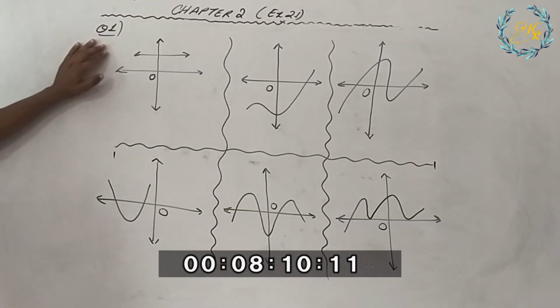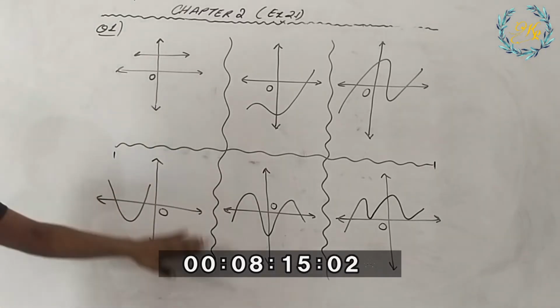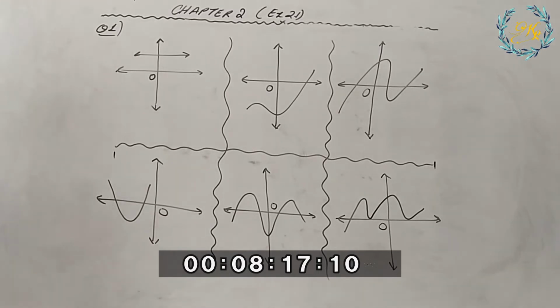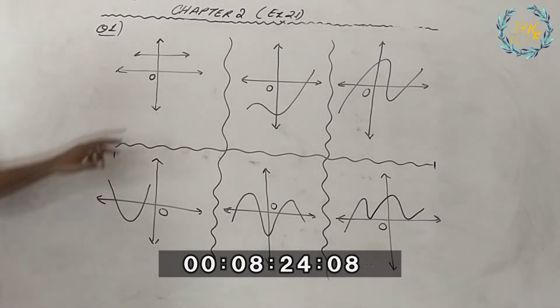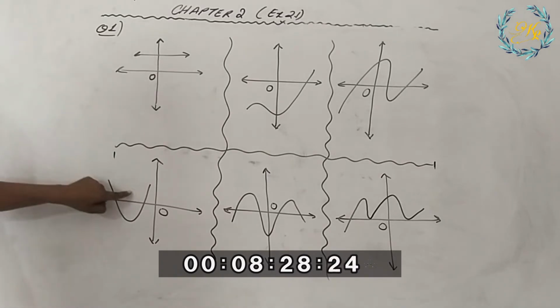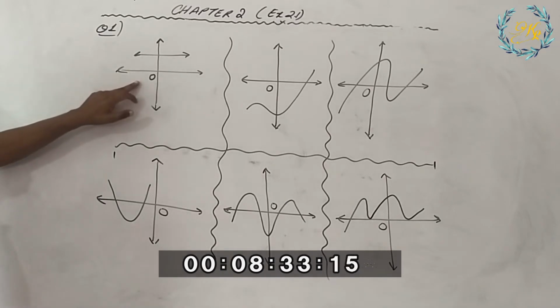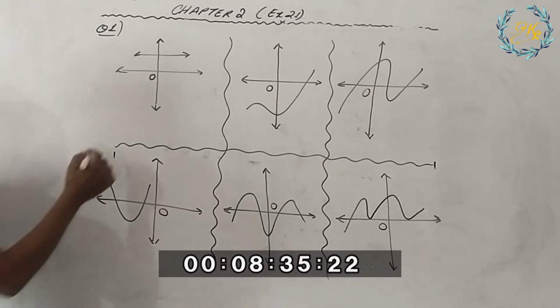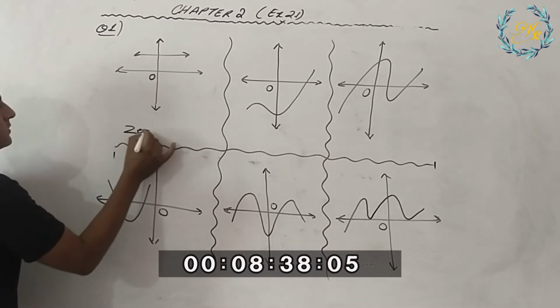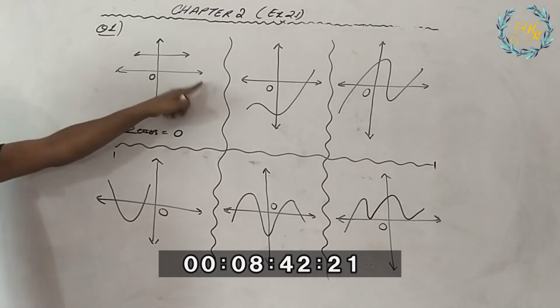Exercise 2.1, question number 1. You can see that we are given 6 graphs out here. We have to find out, for some of the polynomial p(x), the number of zeros of p(x). Now we already know number of zeros stands for the number of places where the graph intersects the x-axis. You can see this graph is not intersecting the x-axis, hence the number of zeros is 0. This graph is not touching the x-axis.